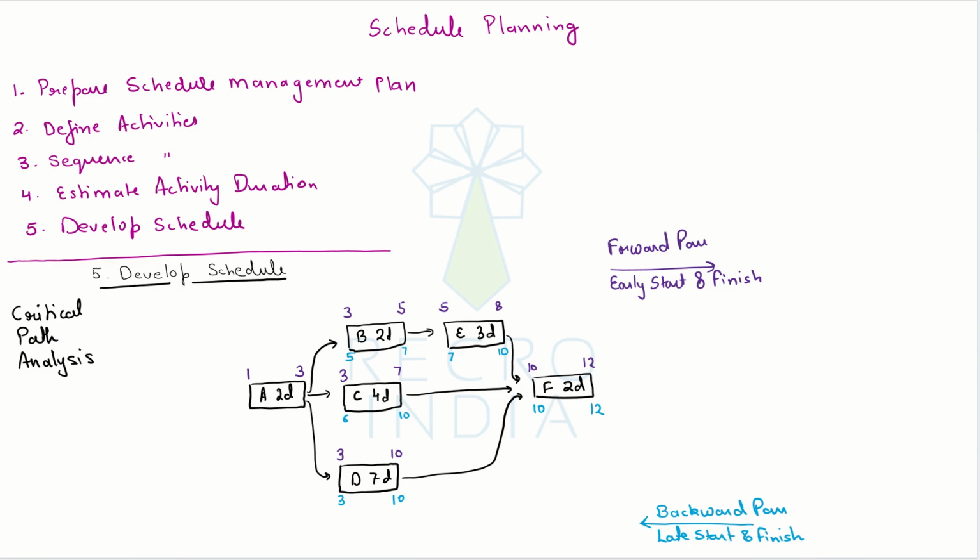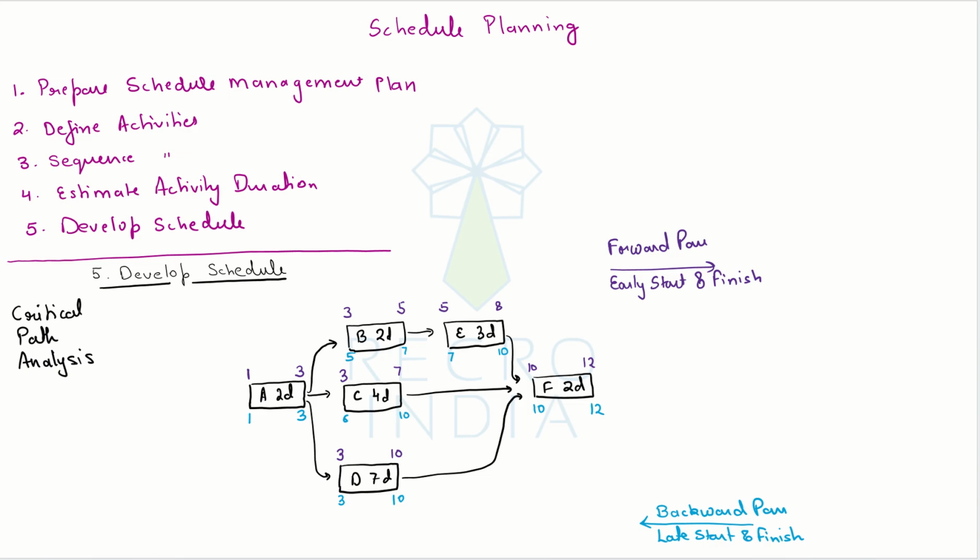Now look at the blue dates. B wants to start on 5th, C wants to start on 6th, D wants to start on 3rd. If I finish A on 6th, then B and D cannot start on 5th and 3rd. If I finish A on 5th, B can start, C can start, but D cannot start. So A needs to finish on 3rd and start by 1st.